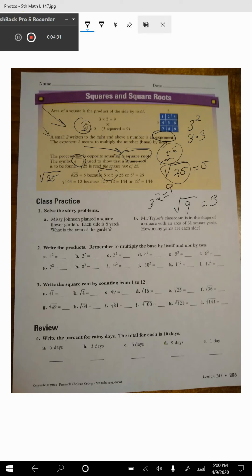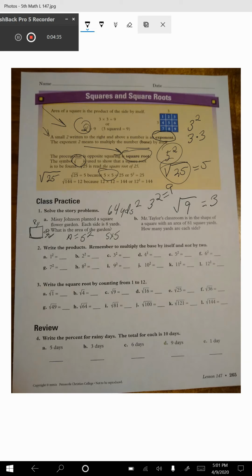Let's look at the story problem. Missy Johnson planted a square flower garden. Each side is 8 yards. So what is the area of her garden? So her garden is square, and that's an awful square. But it's 8 yards this way and this way. So it's a perfect square. So the area of a square is side squared, or side times side. 8 times 8 is 64 yards squared.